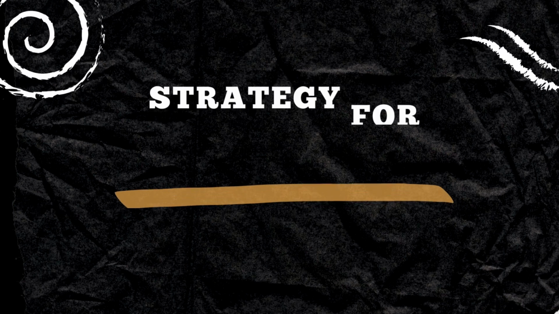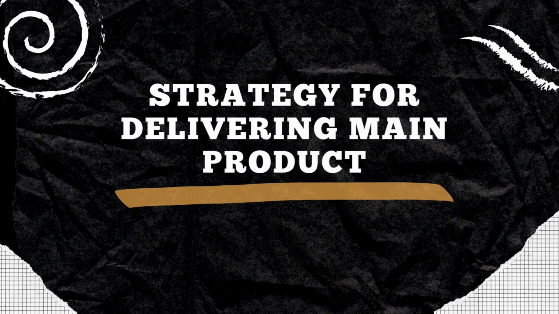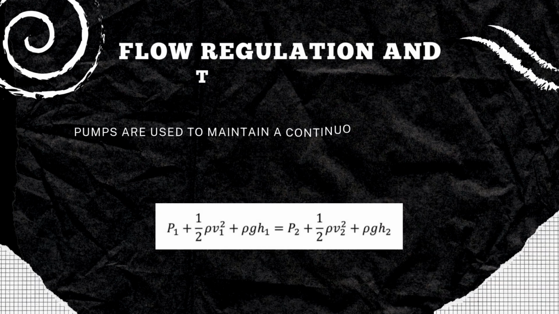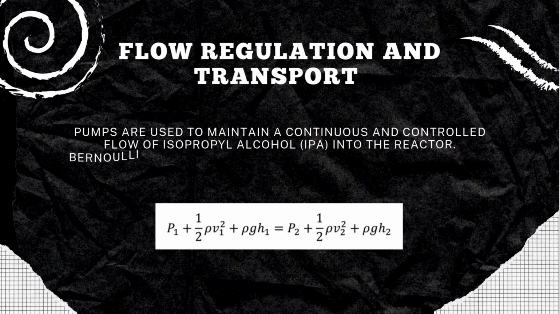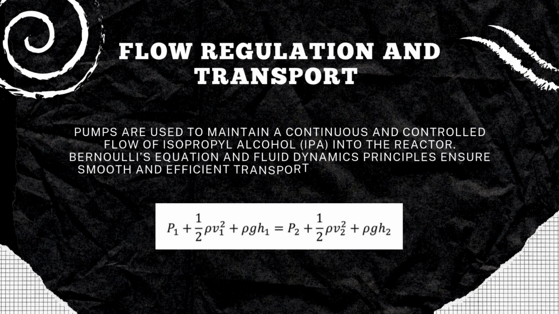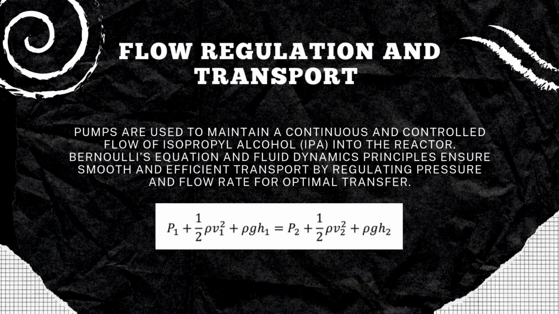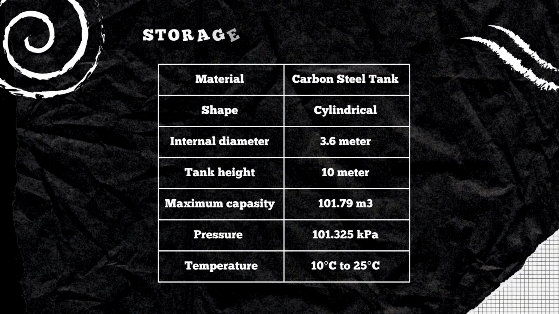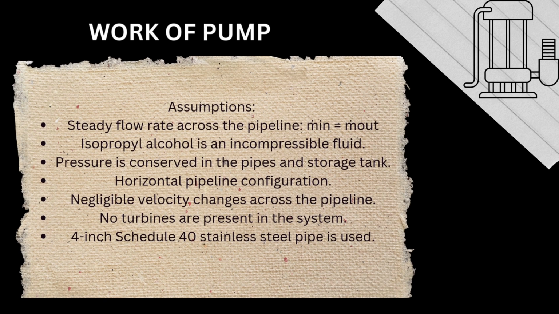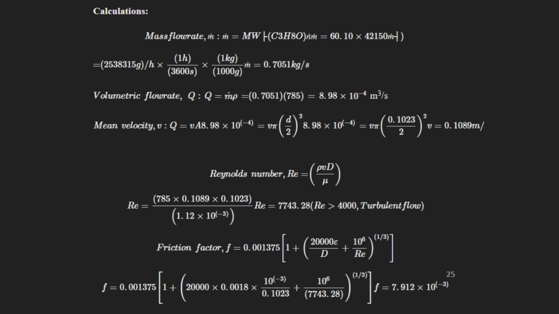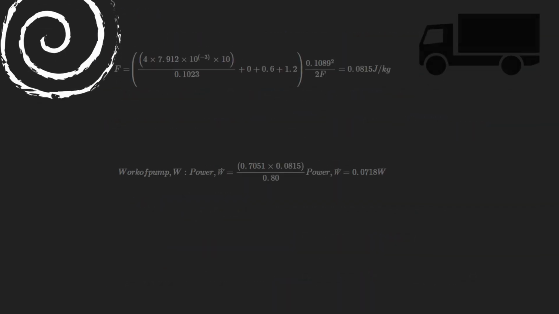So let us continue with the last part of fluid mechanics, which is the strategy for delivering the main product. Basically, we are using pumps to flow and maintain continuous controlled flow of isopropyl alcohol (IPA). And we are using Bernoulli equations and fluid dynamic principles to ensure smooth and efficient transportation of IPA. This is the storage tank properties. This is the justification of the materials. These are the assumptions: schedule 40 stainless steel pipes, horizontal pipeline, and so on. So this is the calculation. We have to calculate mass flow rates, volumetric flow rates, mean flow velocity, Reynolds number, and friction factor. After we calculate all of this using the assumptions and the information, we can calculate the work of the pump.